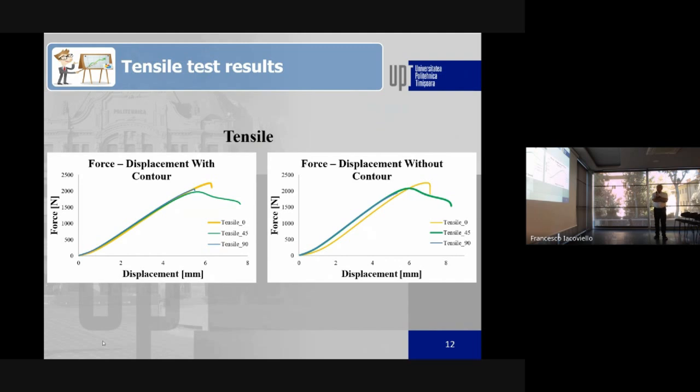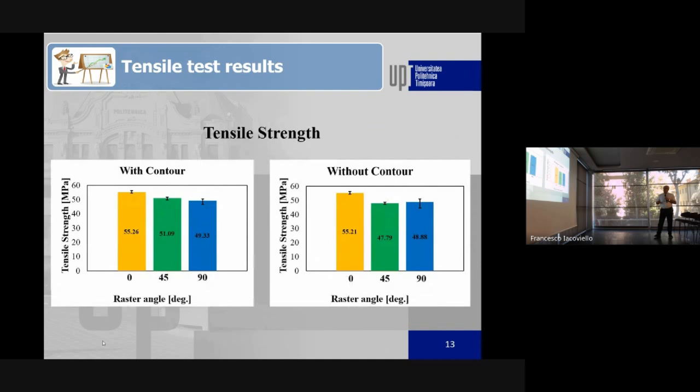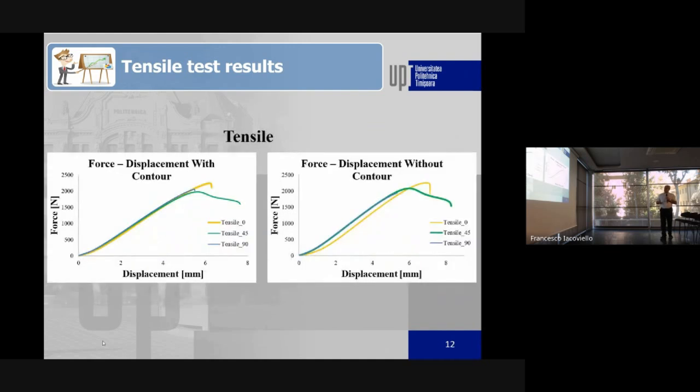Some typical load displacement curves for the specimens with contours. The maximum load and strength was obtained for specimens aligned at 0 degrees, then 90 degrees and 45 degrees. At 45 degrees, in both cases, with and without contour, we have a higher fracture energy. We have quite a big portion of plastic deformation when the raster is at plus minus 45 degrees.